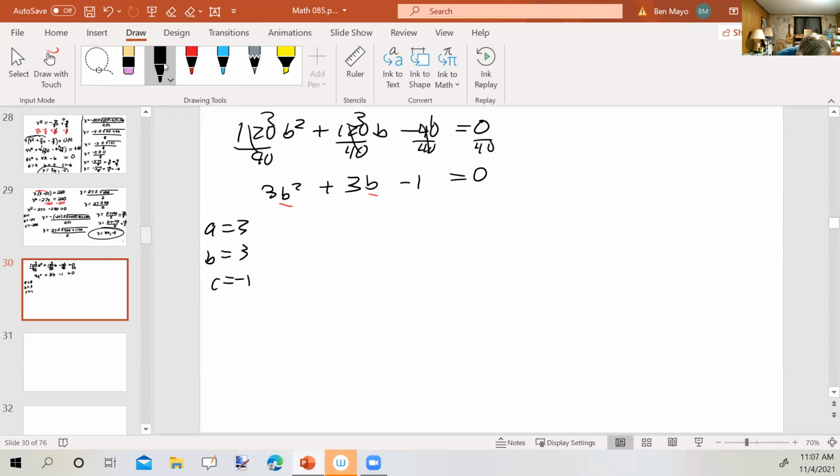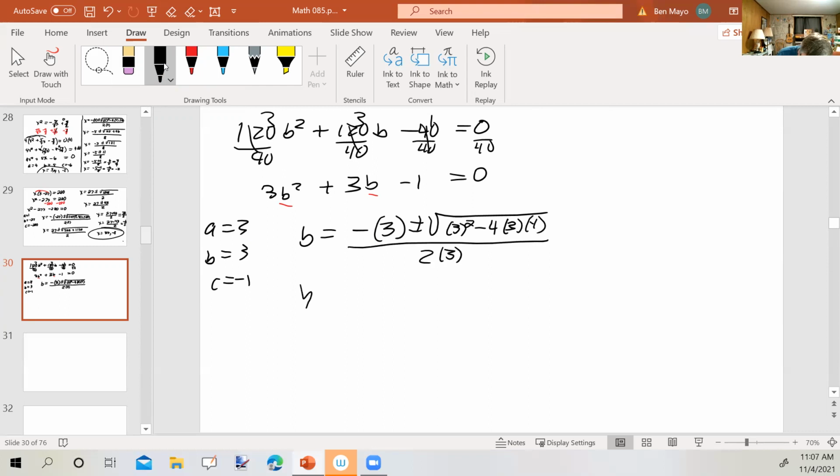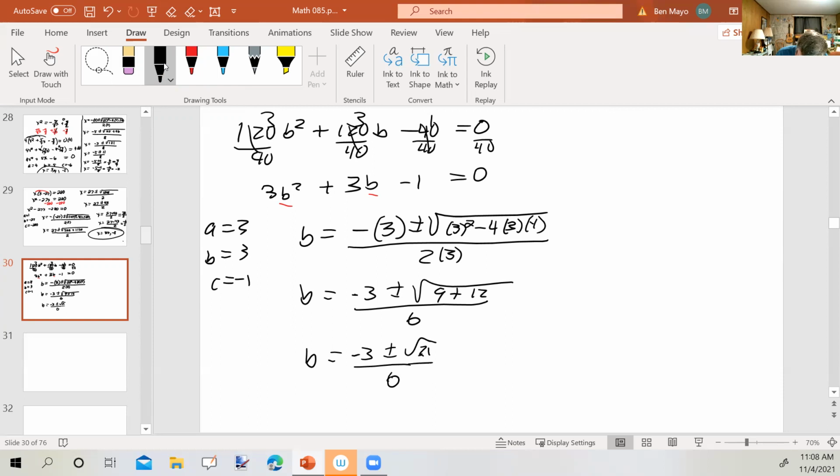So now we've got b equals negative 3 plus or minus the square root of 3 squared minus 4 times 3 times negative 1 all over 2 times 3. B is negative 3 plus or minus the square root of 9 plus 12. Negative 4 times 3 is negative 12 times negative 1 is positive 12 all over 6. B is negative 3 plus or minus the square root of 21 all over 6.